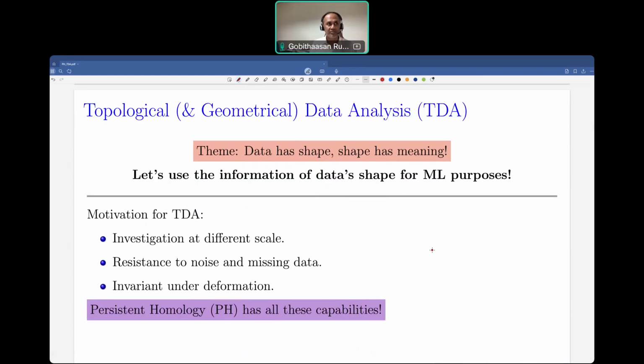In fact, just recently in 2019, it was found that topological data analysis, the machinery of persistent homology specifically, not just encodes topological information of the data. Rather, it also captures the geometrical information of the data.